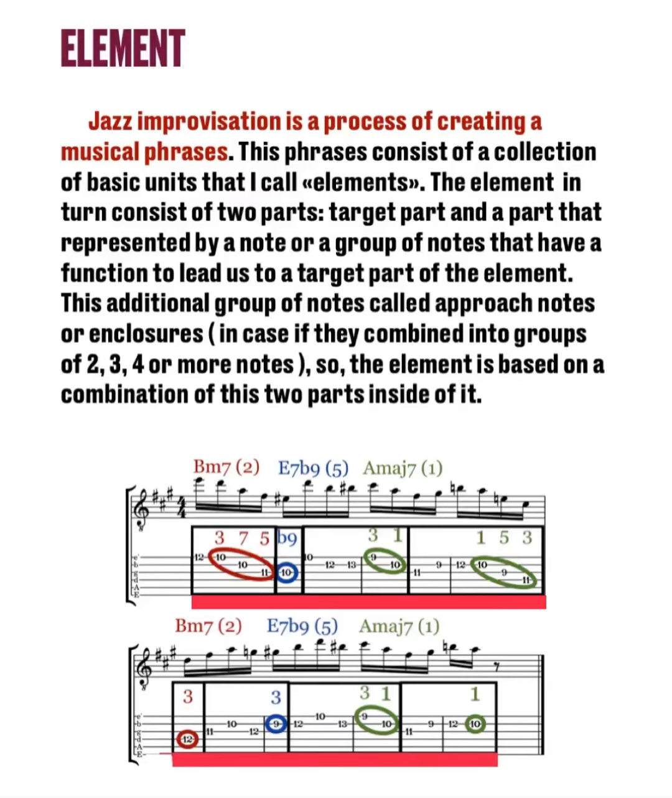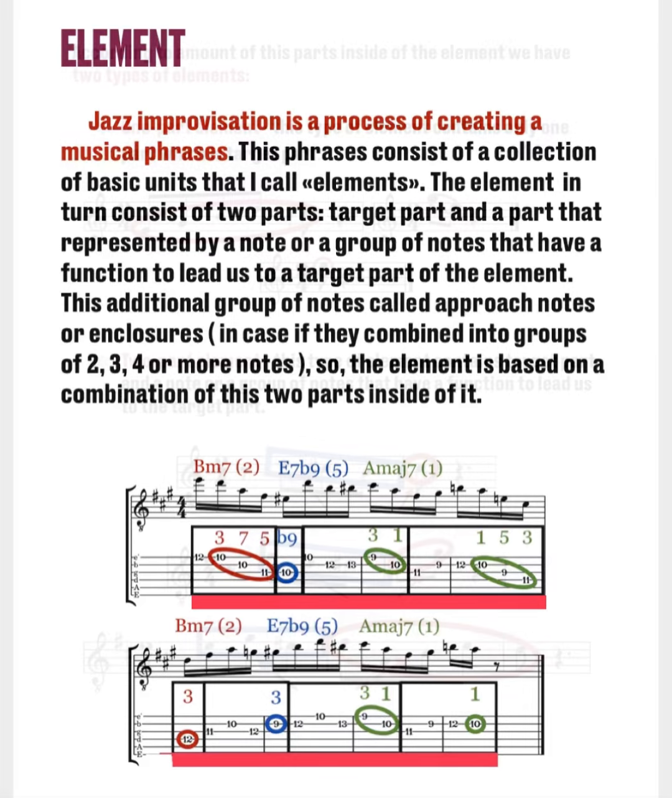Jazz improvisation is a process of creating musical phrases. These phrases consist of a collection of basic units that are called elements, and the elements in turn consist of two parts: a target part and a part that's represented by a note or a group of notes called enclosures. So the element is based on a combination of these two parts.